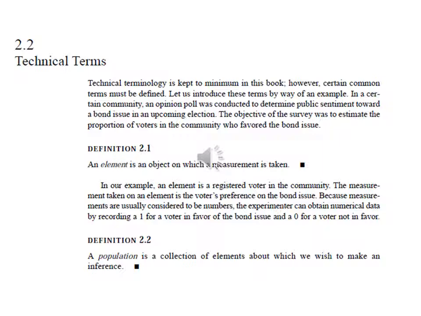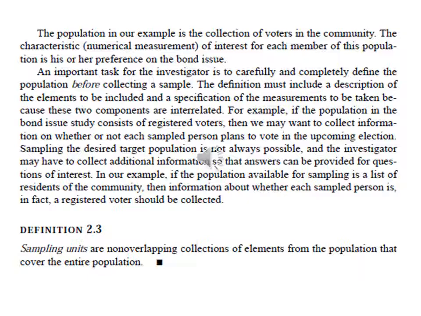Definition 2.2. What is the meaning of a population? Population means a collection of elements about which we wish to make an inference. This is the definition of a population. There are more definitions of population; you can take any definition you think is good for you. The population in our example is a collection of voters in the community. The characteristic numerical measurement of interest for each member of this population is his or her preference on the bond issue.